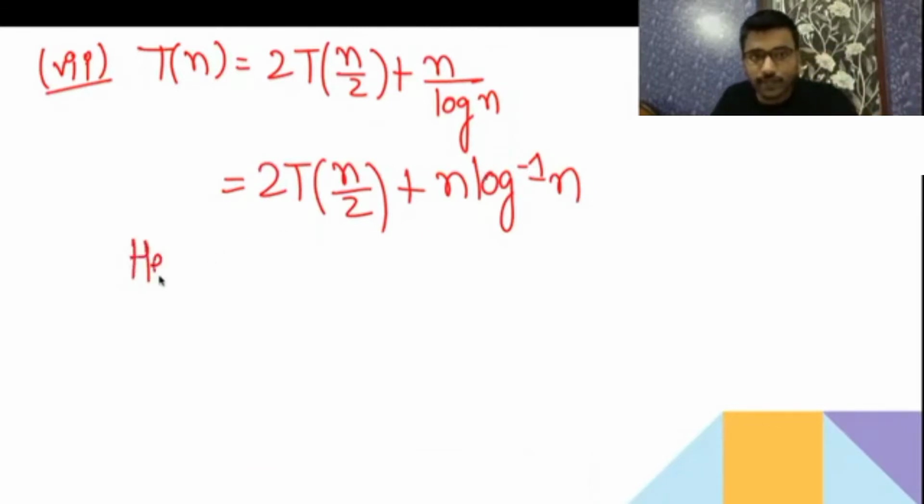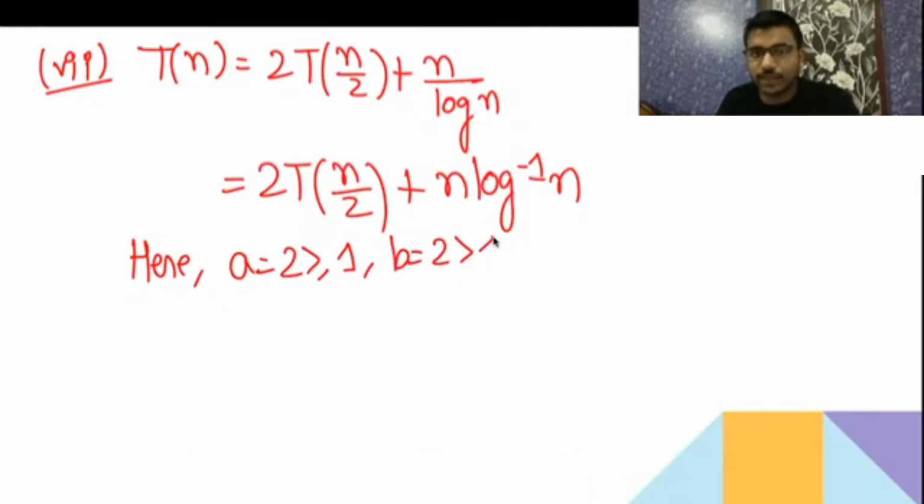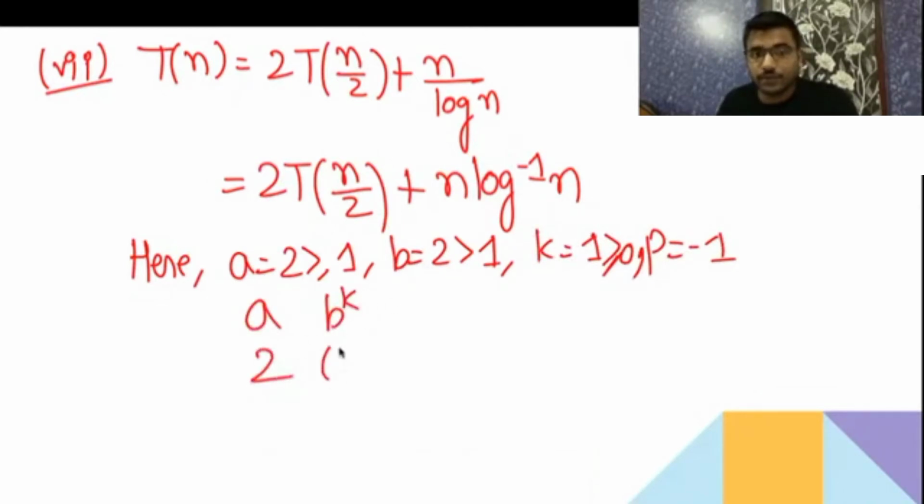So here a is equal to 2, which is greater than or equal to 1. B is equal to 2, which should be greater than 1. K is equal to 1 and P is equal to minus 1. P can be anything, but K should be greater than or equal to 0. Yeah, condition satisfied. Now compare a and b to the power k. A is 2, b is 2, k is 1.